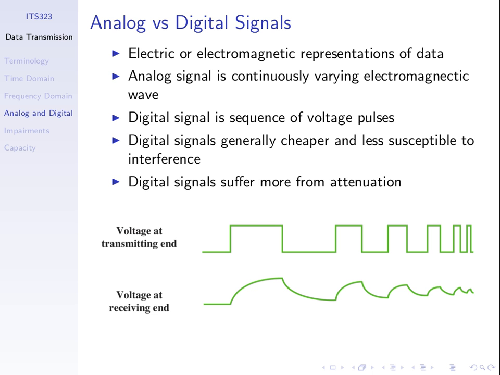Interference comes from other transmitters. When I'm talking to you and other people are talking, then those other people are interfering with what you receive. So digital signals are better to cope with interference than analog signals. Digital signals have positives: cheaper, less susceptible to interference. The bad thing normally compared to analog is that it suffers more from attenuation.